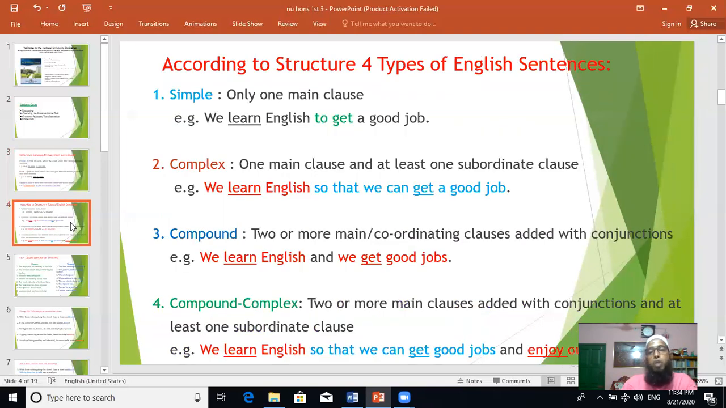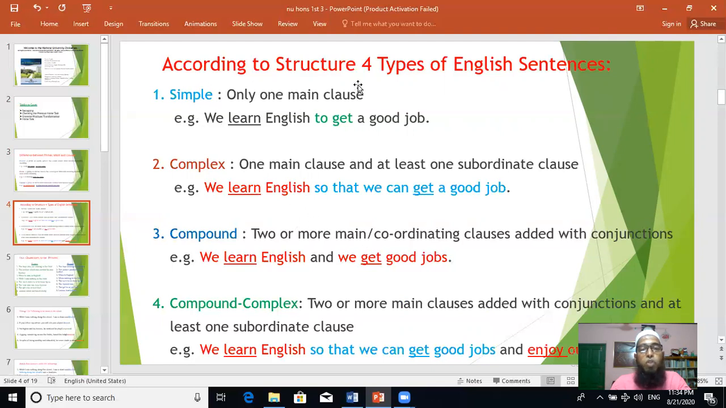According to structure, four types of English sentences are there. You know these things already because after class 12 we have done them. This is, I told you, revision work, but still you have forgotten some of the things. That's why you need to prepare yourself, because now you are students of the English department. You should know every detail of these grammatical items to have a good command of the English language. So I'm trying to give you some clues or ideas so that you can do well in English reading skills.